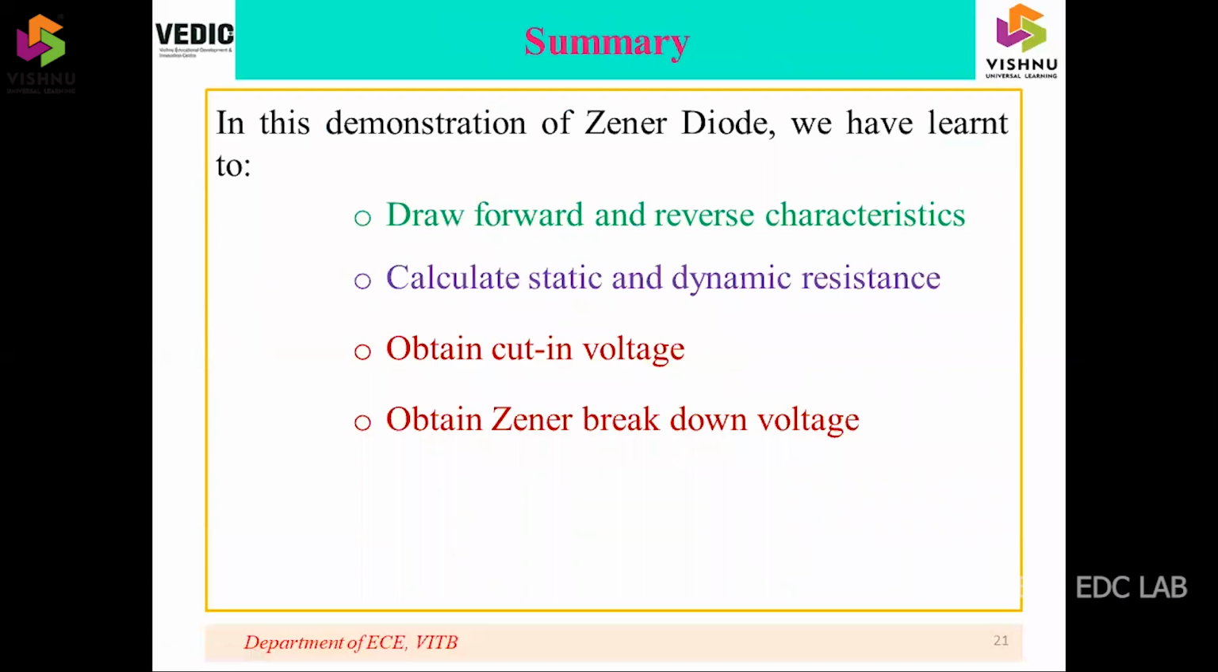And coming to the summary, in this demonstration of the Zener diode, we have learned to draw forward and reverse characteristics, calculate static and dynamic resistance, obtain cut-in voltage, and obtain Zener breakdown voltage.